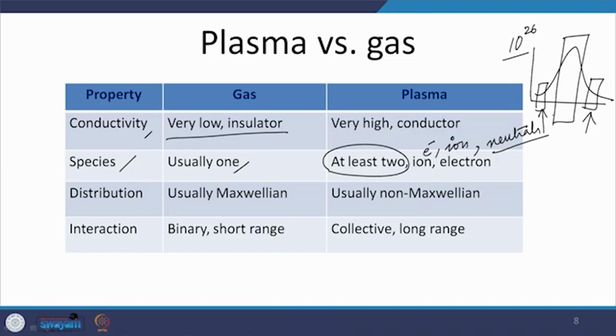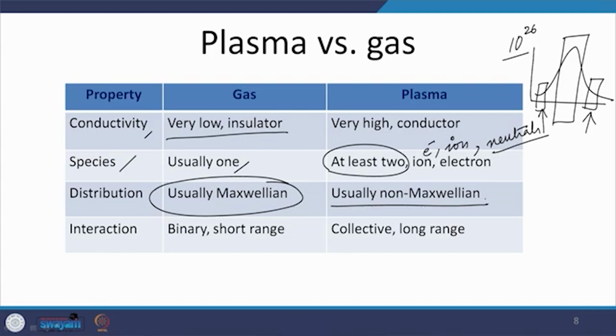The gas generally follows what is called the Maxwellian distribution function, but plasma is not Maxwellian. It is generally non-Maxwellian. It is a very profound difference that the gas by nature follows the Maxwell distribution, and plasma, although it is a gas, at the same temperatures will be non-Maxwellian.